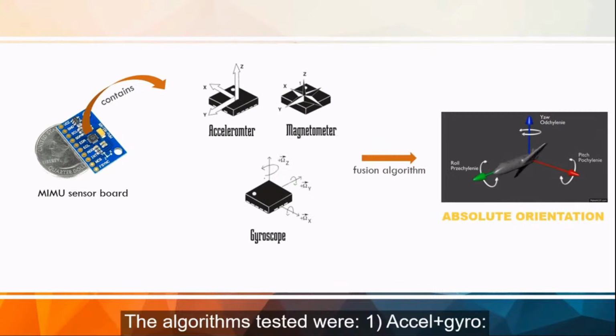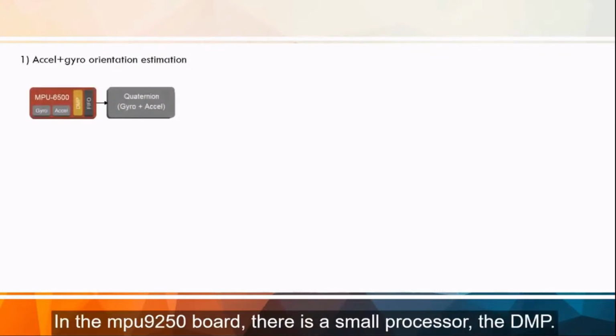The algorithms tested were: 1. Accel plus gyro. In the MPU 9250 board, there is a small processor, the DMP. This reads from the accelerometer and gyroscope only and outputs quaternions, so we read them directly from the board.